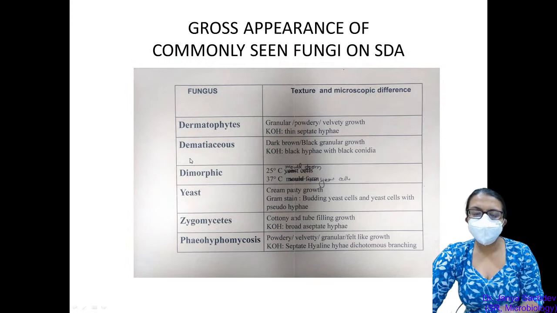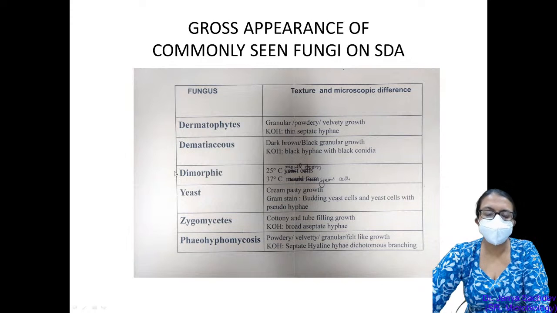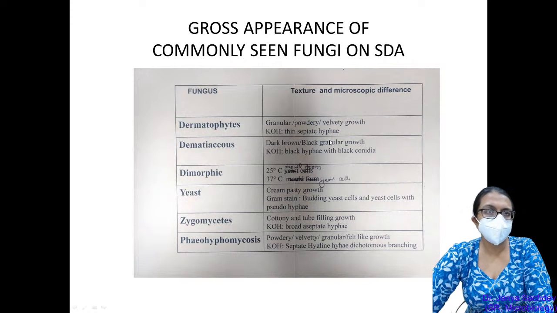So this is how the broad groups of fungal pathogens appear on SDA. Dermatophytes can appear granular, powdery, velvety. They have a variety of different appearances. But the most common appearance we see in our country, because Trichophyton is the most common dermatophyte which we isolate, Trichophyton rubrum, Trichophyton mentagrophytes, these are usually white, cottony in appearance.